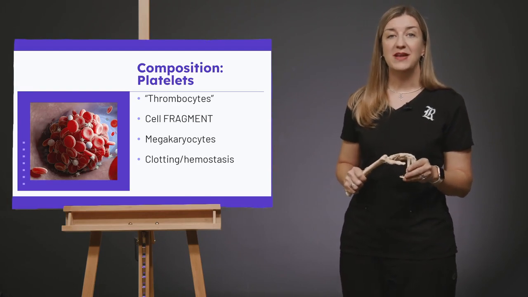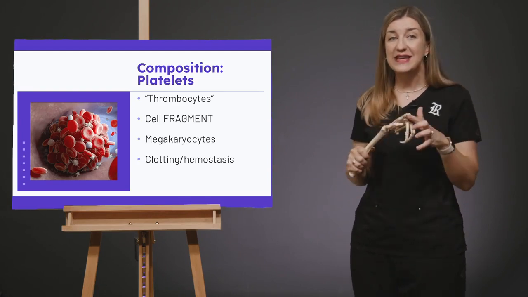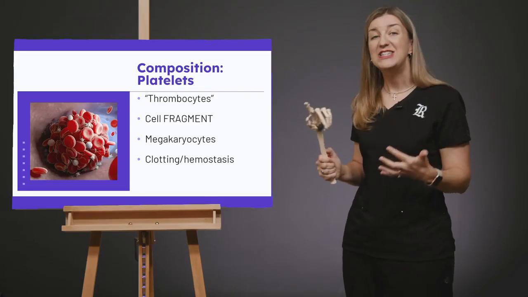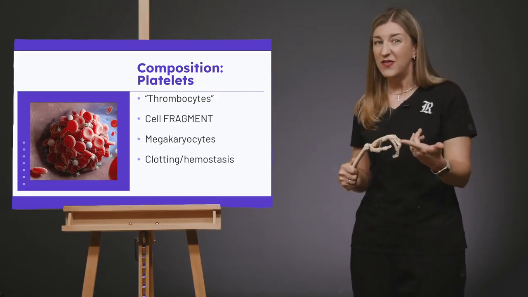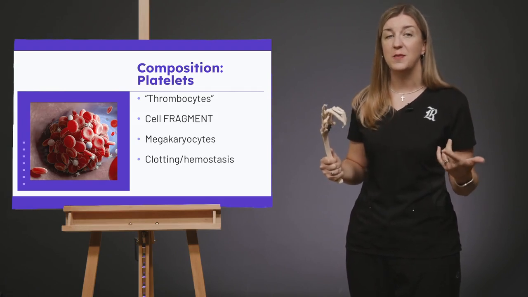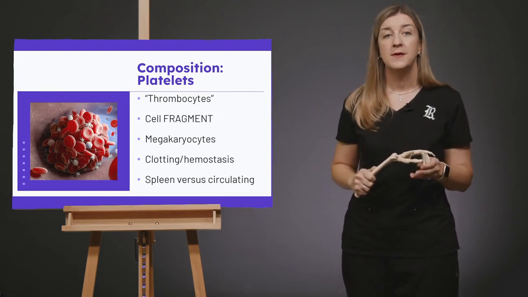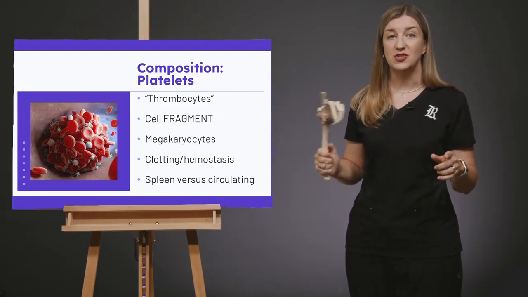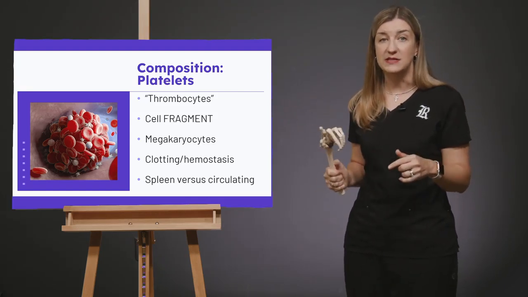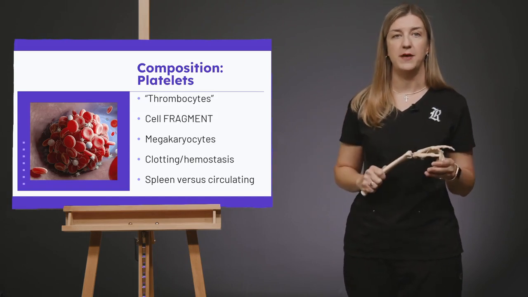The formation of blood clots is key to helping seal off damaged blood vessels and prevent additional blood loss or hemorrhage. If you've ever skinned your knee or cut your finger, you know the importance of platelets forming the clot to seal off the wound. The spleen serves as a storage facility for your platelets while others are circulating and ready to help with hemostasis, or the process of stopping the flow of blood.